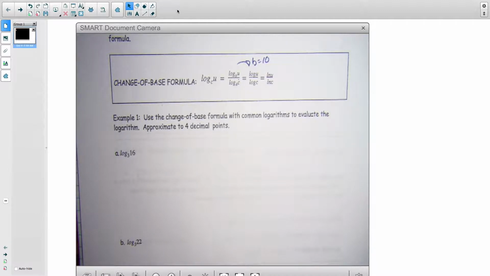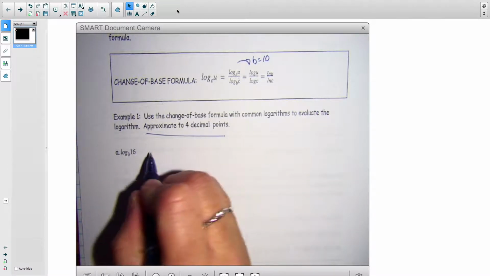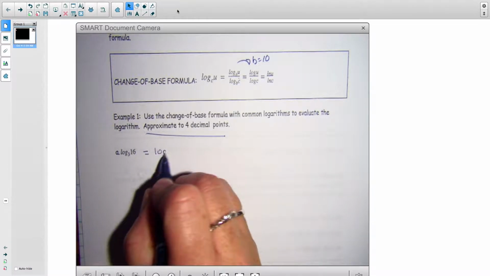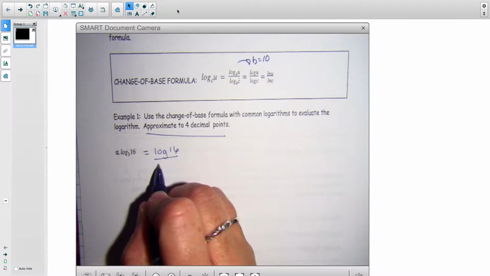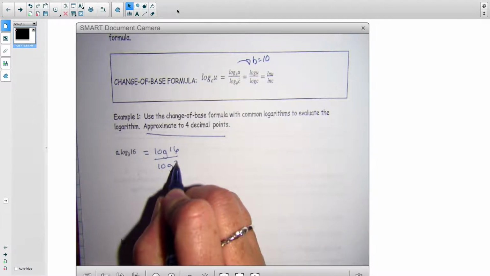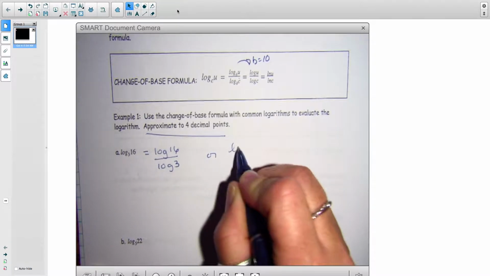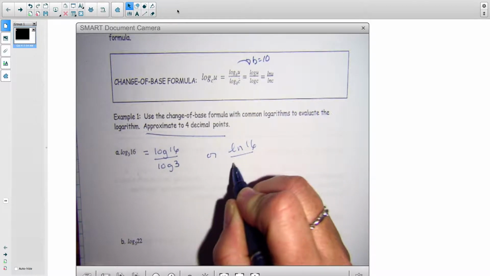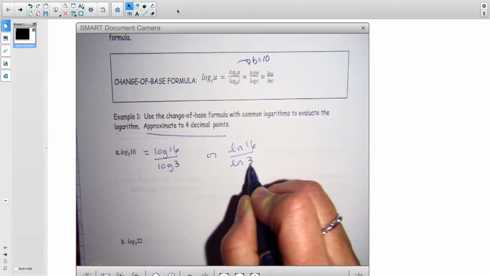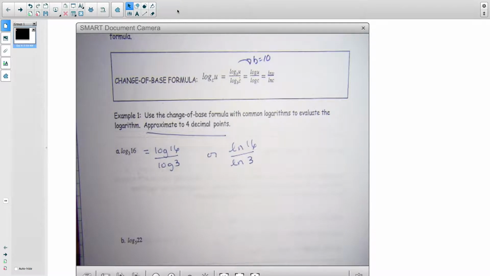So to evaluate log base 3 of 16, and we're going to go to 4 decimal places, we can just do the log of 16 over the log of 3, or if you wanted, you could use the natural log. So why don't this half the room do the logs, this half the room do the natural log, and see if we get the same answer.